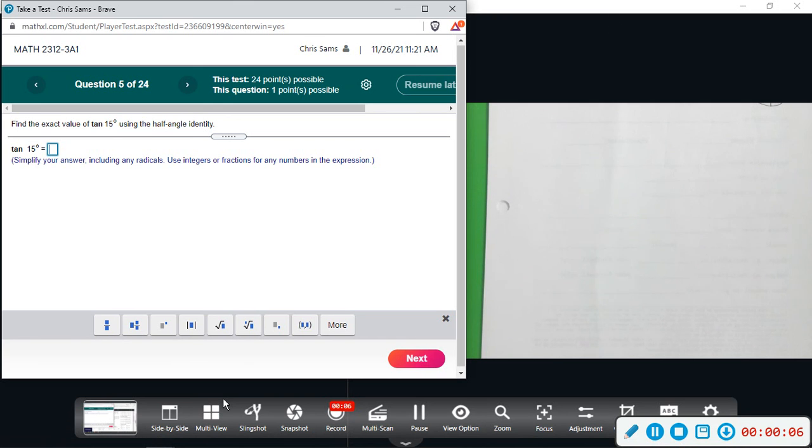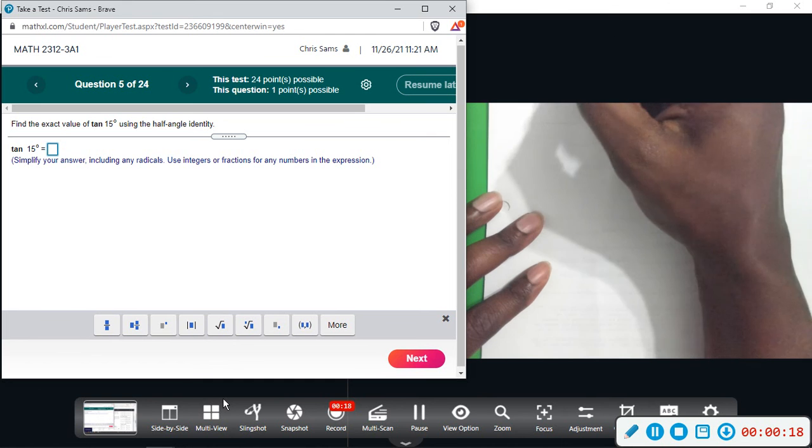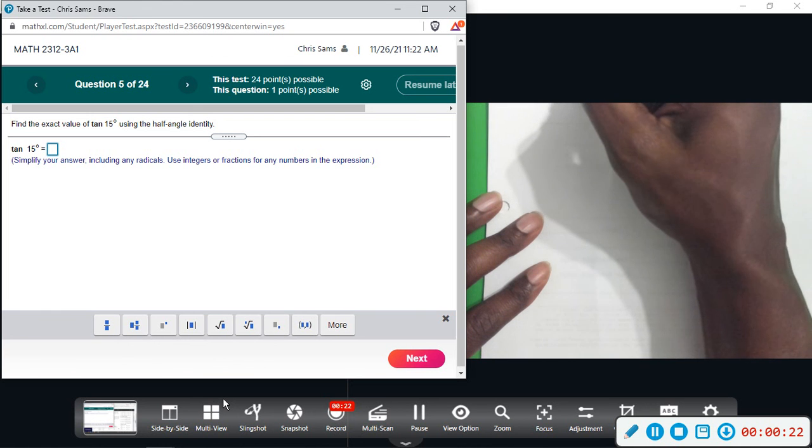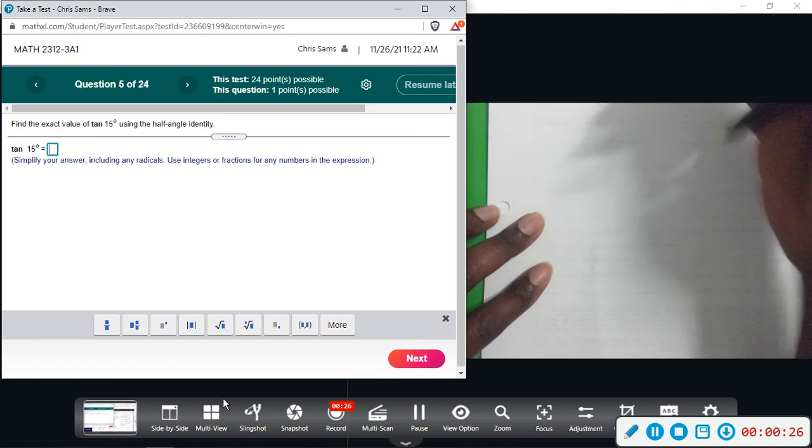Okay, number 5, we want to find the exact value of tan 15 using half angle identity. Okay, so this one is a bit problematic. It just depends on how you want to solve it. I'll write down the tan 15. So this is what we want to solve.